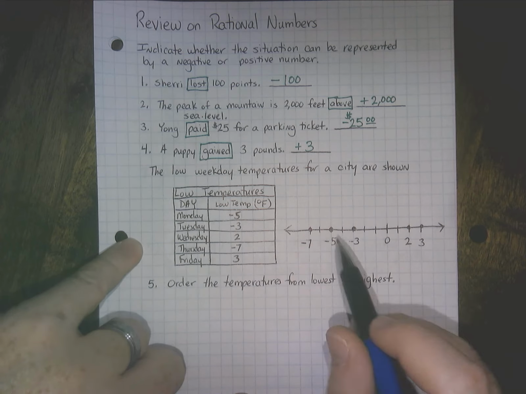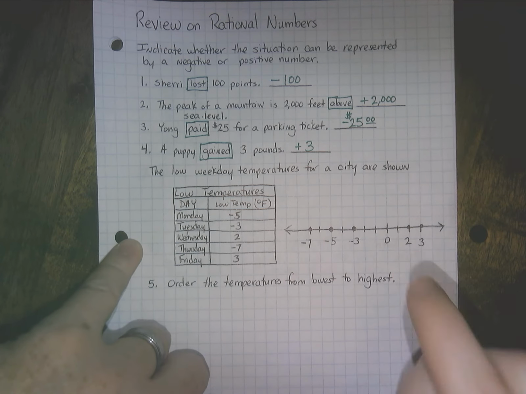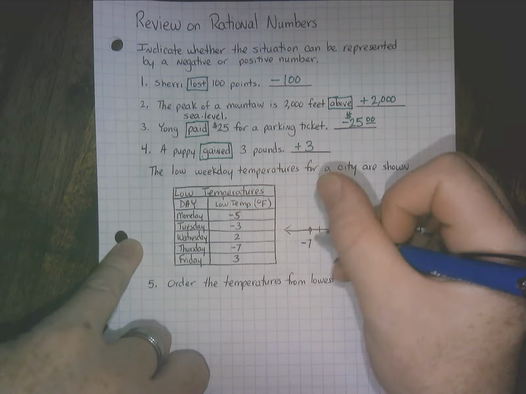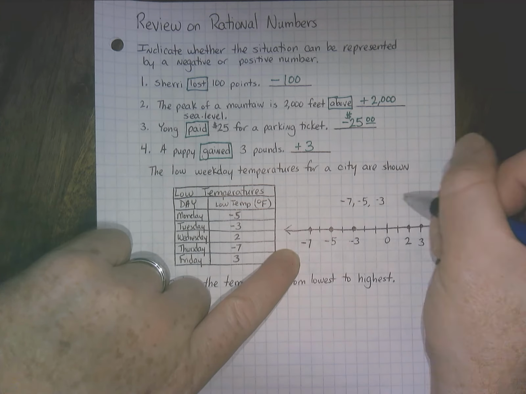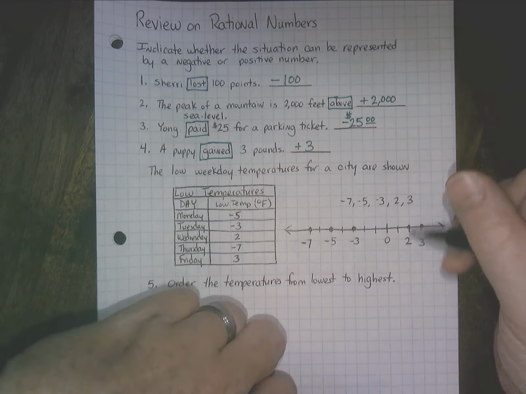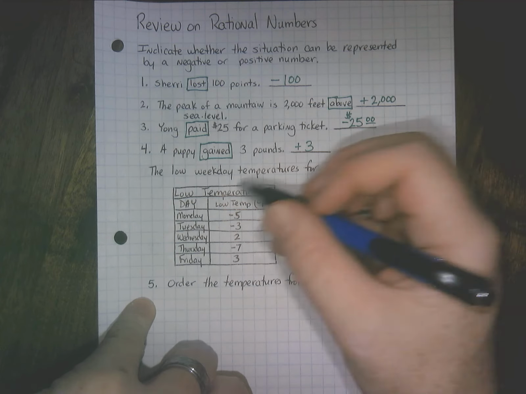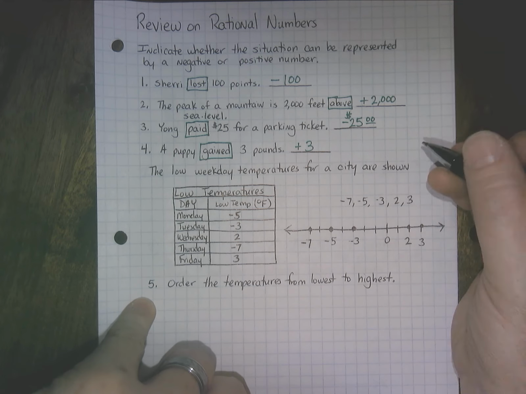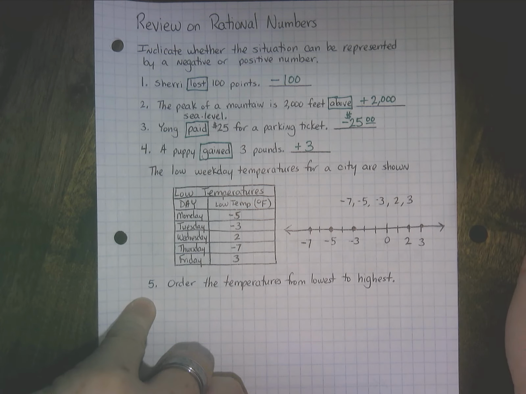So you've got all 5 temperatures here. And you could basically just go from least to greatest. So from least to greatest, you're going to start with -7, -5, -3, 2, and 3. Now, I didn't put 0 in there mainly because it's not part of our daily weekday low temperature. It's just Monday, Tuesday, Wednesday, Thursday, Friday.